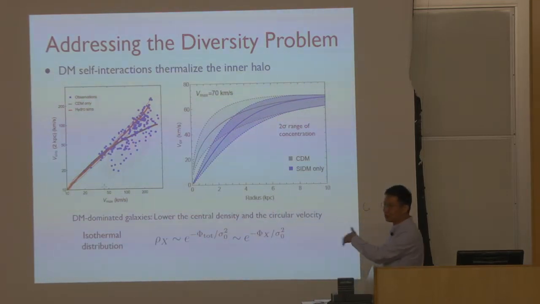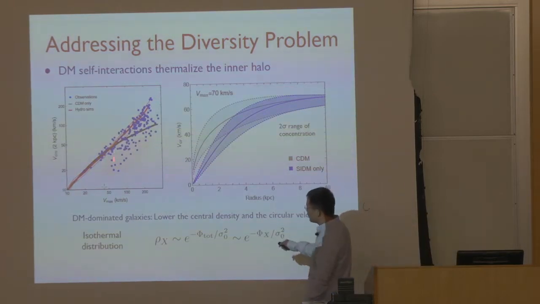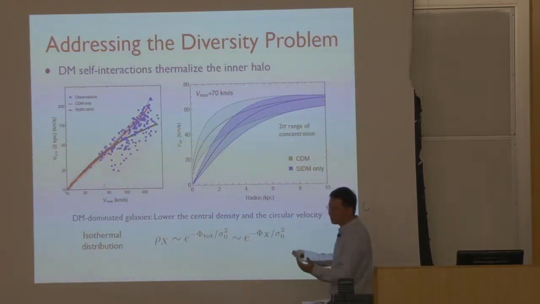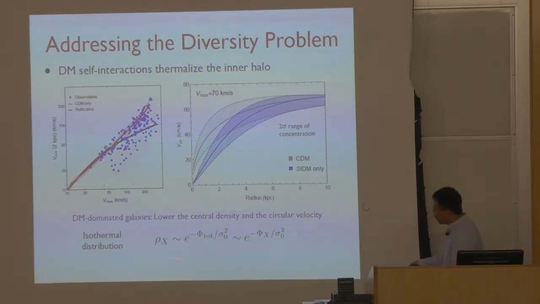But I will show you another analytical method. You can trace the history very late. So then you look at those galaxies that need a density core. Now you go back to the isothermal distribution. You replace this potential by the dark matter potential. And you know from simulations that for the thermalized system without the baryons, the central density will be lower. Right? So you can bring this curve down.